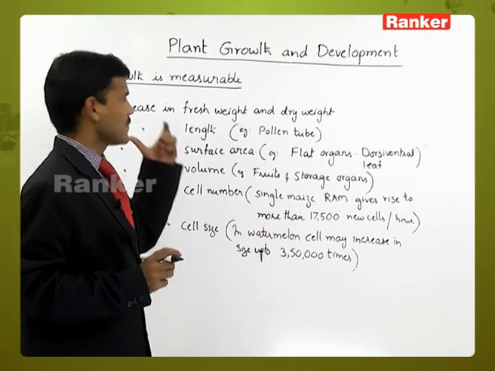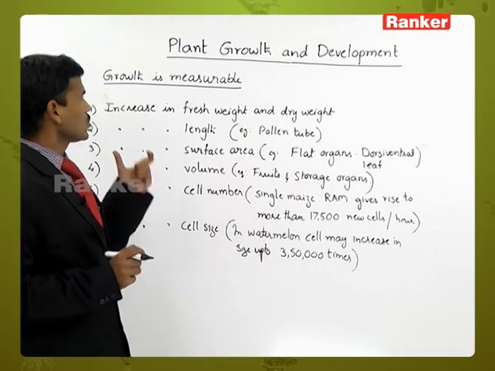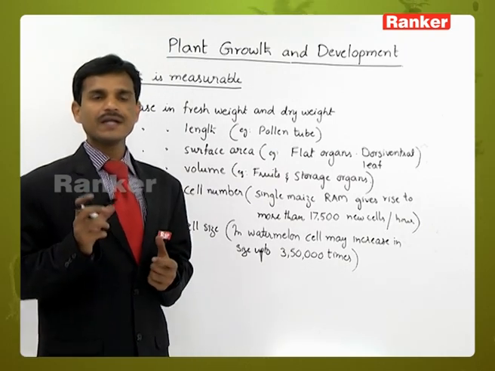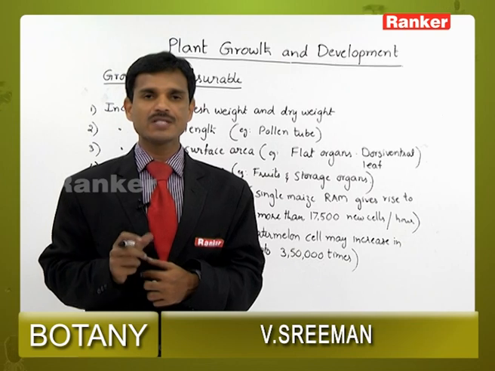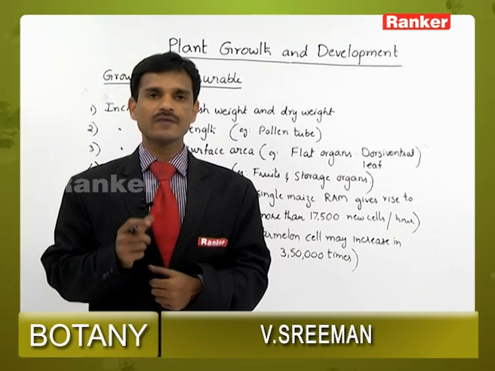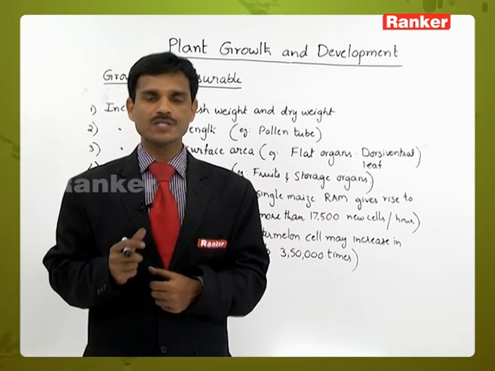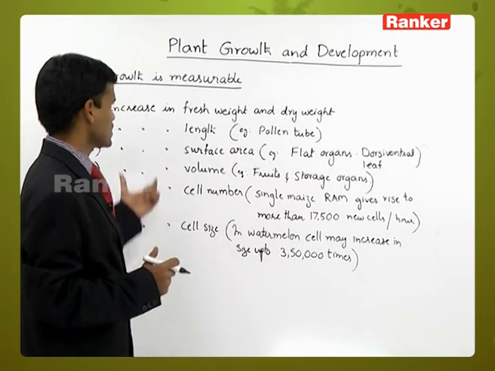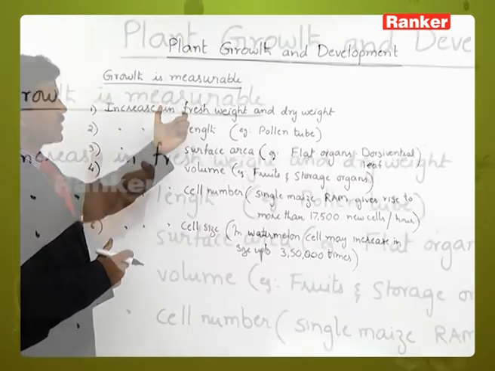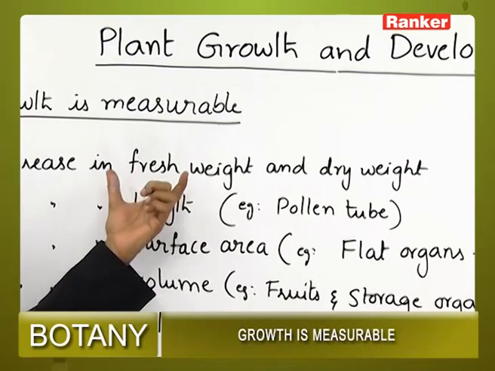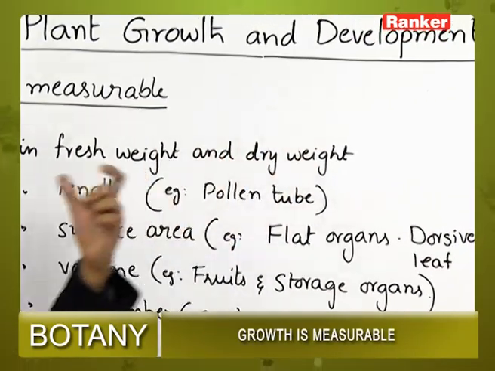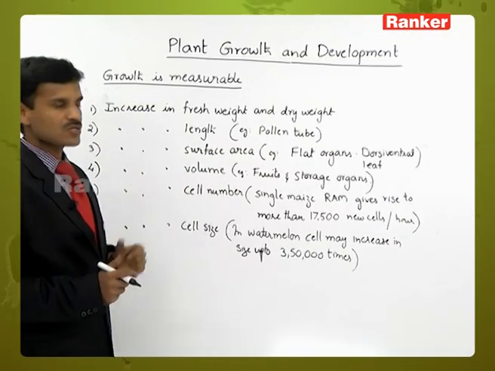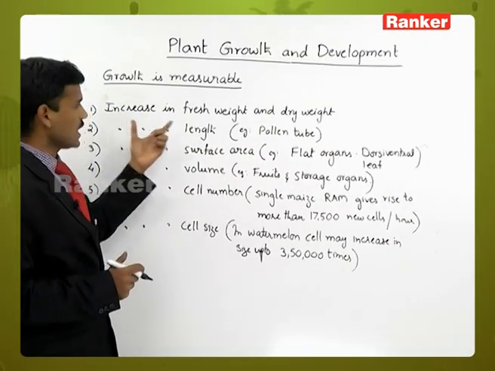Growth is measurable. Here the growth is generally an increase in the protoplasm, but measuring the protoplasm is very difficult. That's why we use different parameters to measure the growth. These are the parameters: increase in fresh weight and dry weight. Without water, the total dry mass is called dry weight. With water, it is fresh weight. So, increase in the weight and increase in the length.